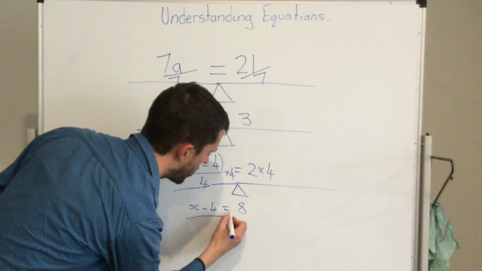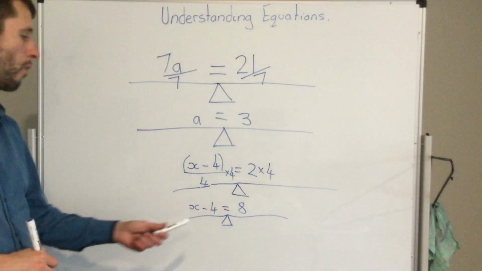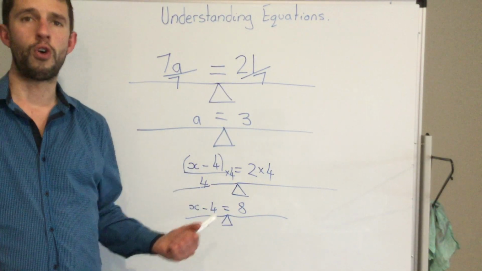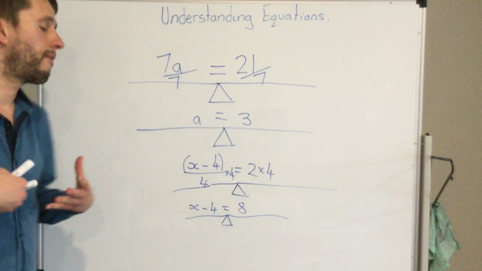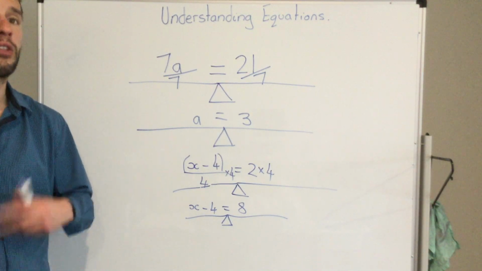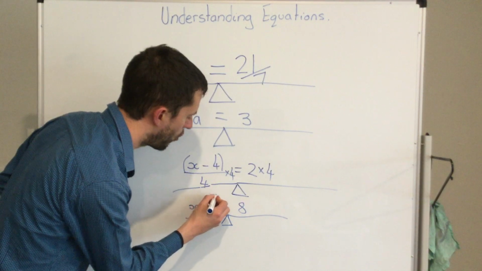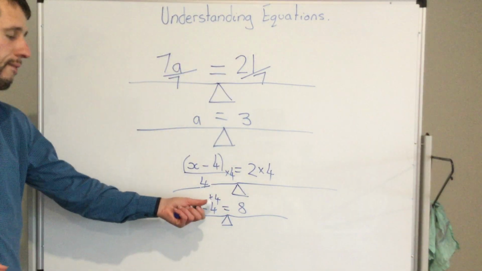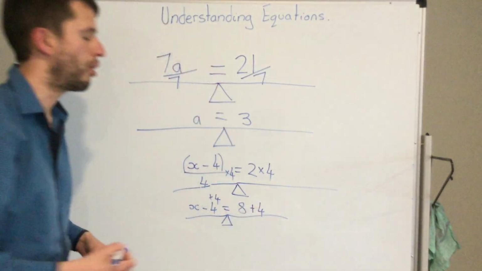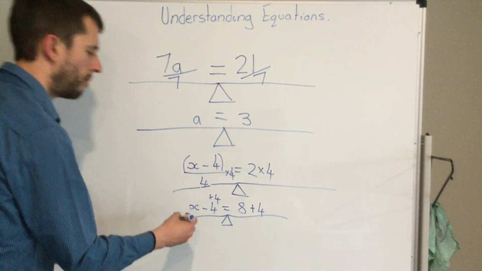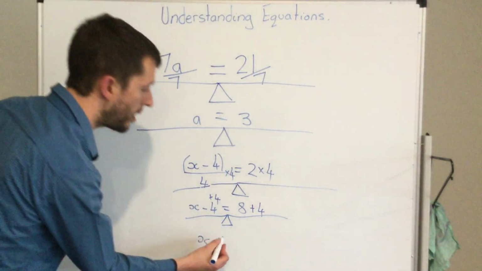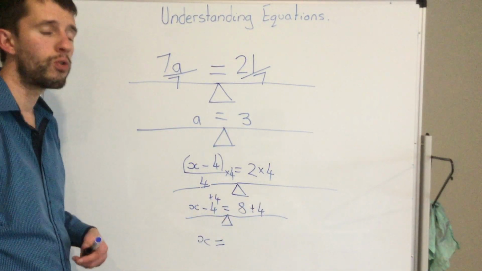Again, I would like you to think about it as a balancing beam. Whatever I do to one side, I must do to the other. On this side here, I've got negative 4. I want to get negative 4 away. So the opposite of negative 4 is plus 4, and that will get it to 0. So I will add 4 on this side. If I add 4 on the left-hand side, I need to do the exact same on the other side. So I'm going to add 4 on my right-hand side. So that gives me x. Negative 4 plus 4 equals 0, so I don't have to write anything. 8 plus 4 equals 12.